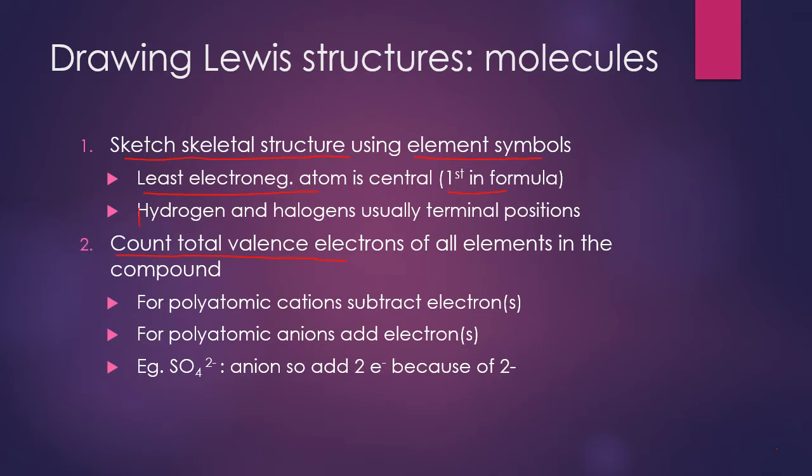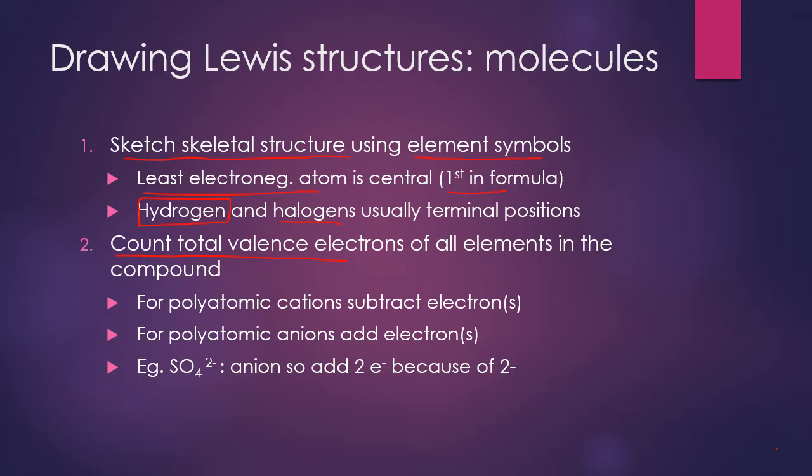Hydrogen is going to be in the terminal position, meaning it will not be the central atom. We will see in this lab halogens sometimes being terminal and sometimes being the central. Now you have your general structure, you have your total valence electrons counted. So a refresher on how to count the total valence electrons.